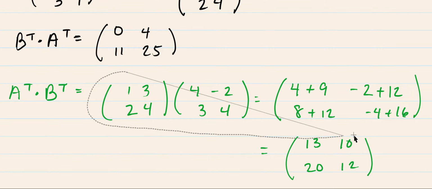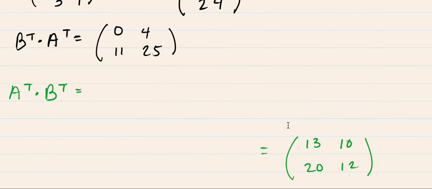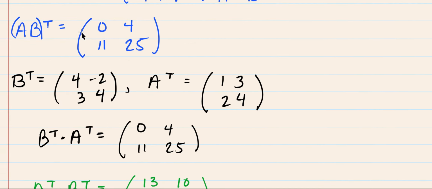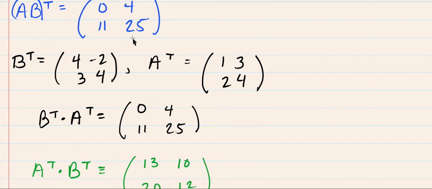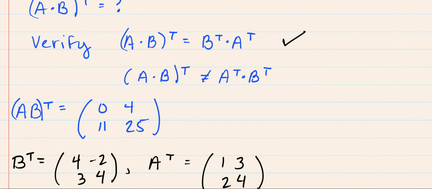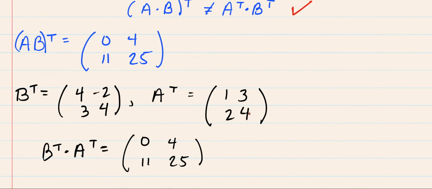Get rid of this stuff. Put this here. And you can see that this is not equal to (AB) transpose. 0, 4, 11, 25, we don't have that. So we checked this one as well. This is not equal. So be very careful with this. You need to memorize this, that (A times B) transpose is B transpose times A transpose. Okay, let's move on.